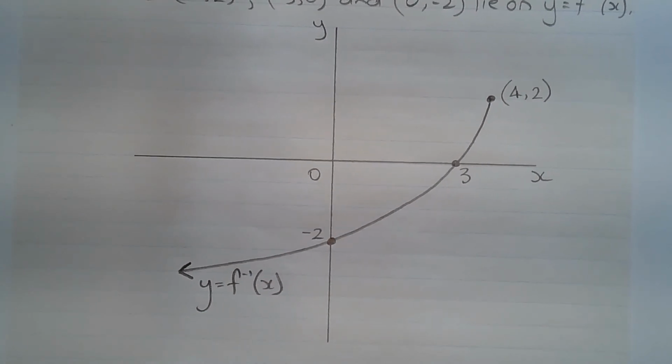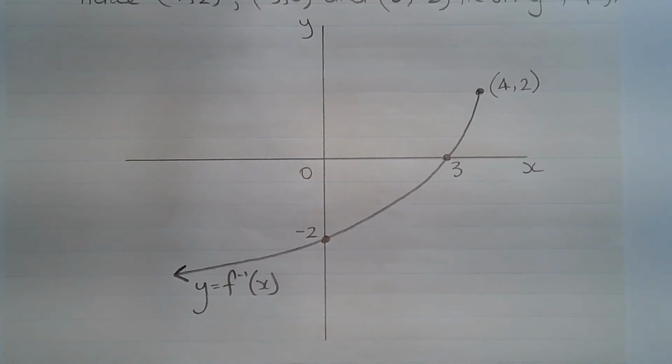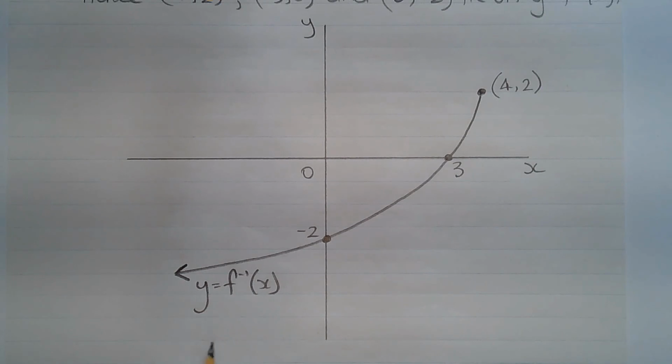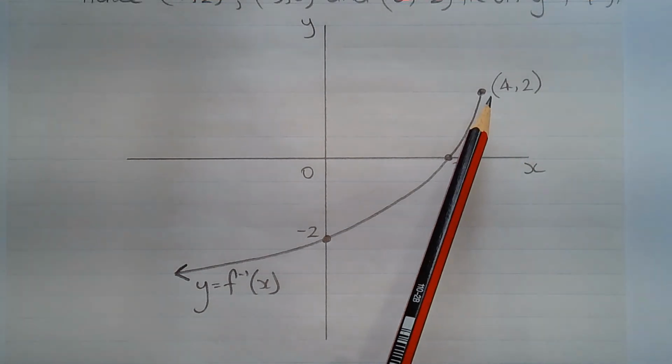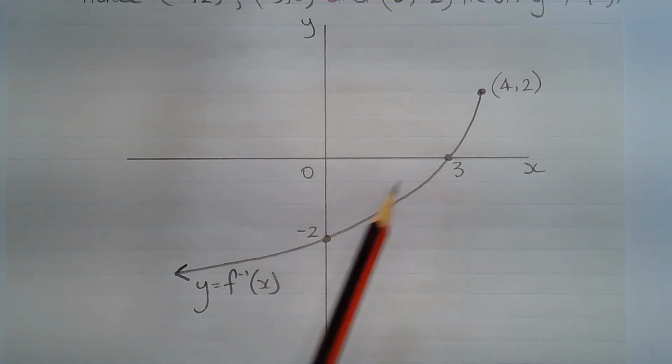So noting that, here is a sketch of the graph of y = f inverse of x with the points (4, 2), (3, 0), and (0, −2) noted on the graph.